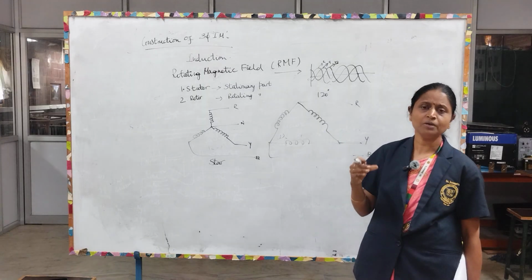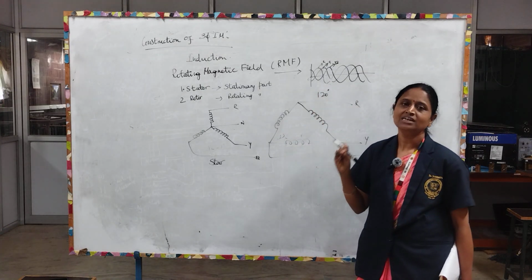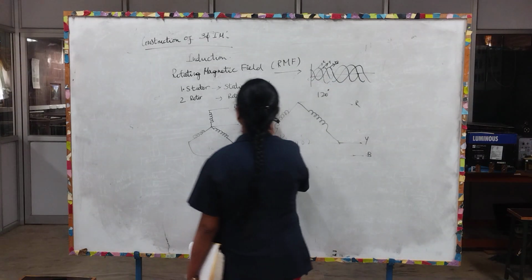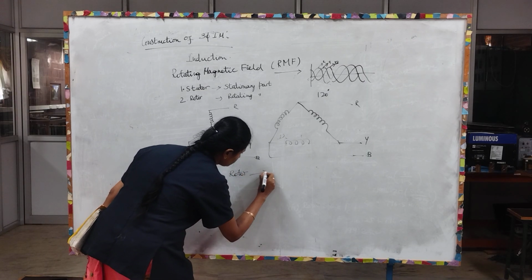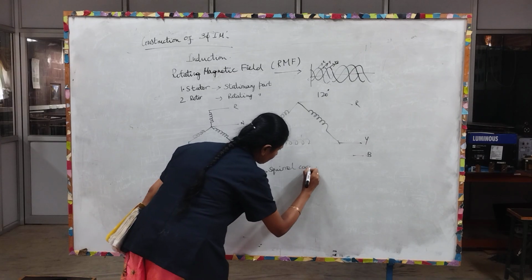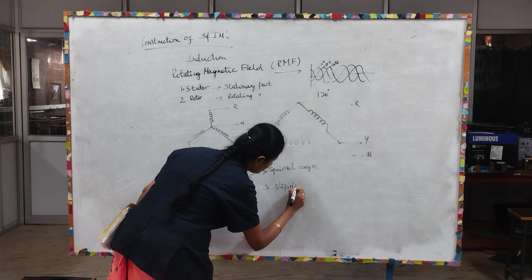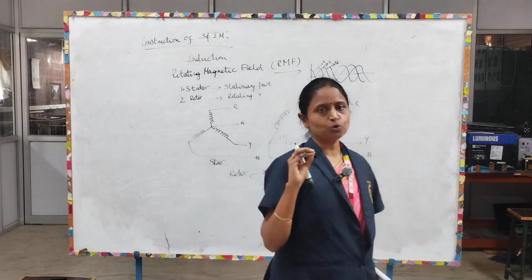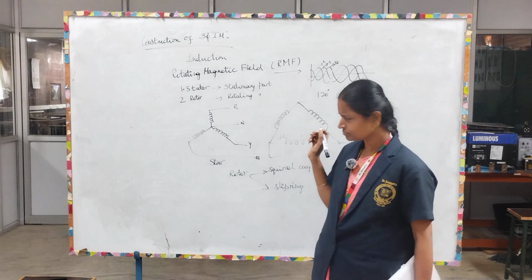And regarding construction, we have to discuss the stator and rotor. The stator is the stationary part, and for the rotor we have two types. One is the squirrel cage rotor, and the other is the slip ring or wound rotor. So we have two types of rotor: the squirrel cage rotor and the slip ring or wound rotor.